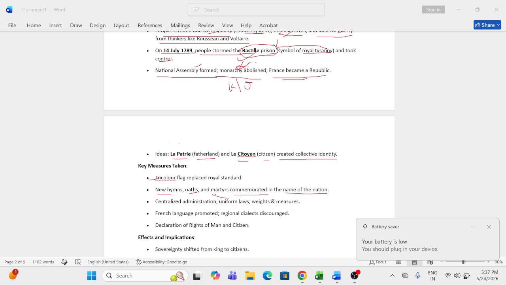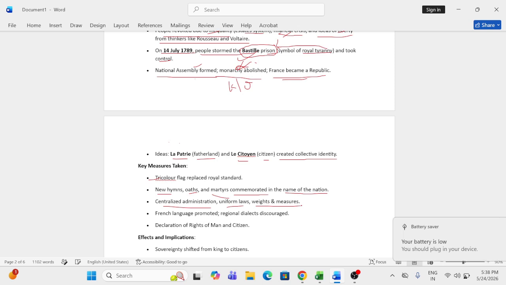Those who sacrificed their life in the revolution were awarded. Their family was awarded. They were respected in the name of the nation. Centralized administration was there. Uniform laws, weights and measures. So these things were taken. Centralized administration was done. Uniform laws should be there. Weights and measures, how we should measure things, right? Like we have kgs, other countries have pounds, right? Similarly, weights and measures were adopted.